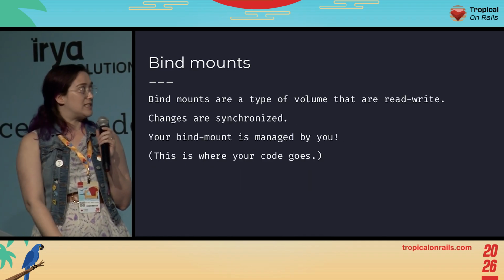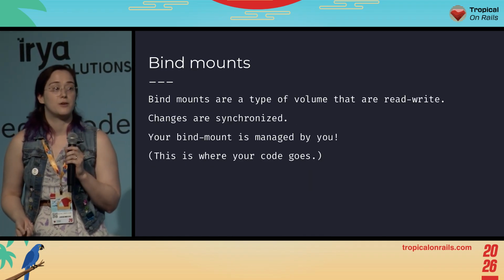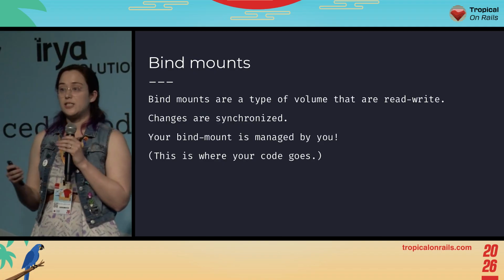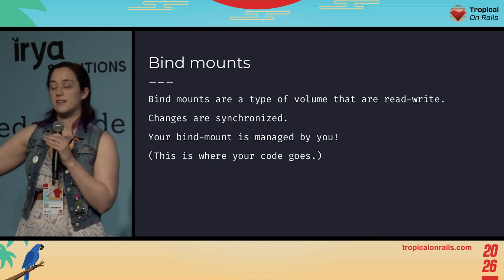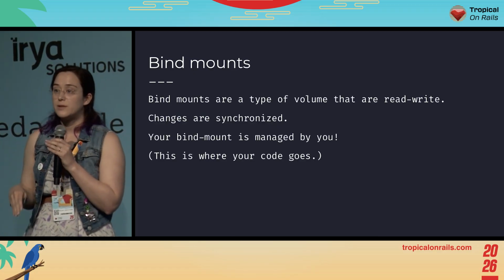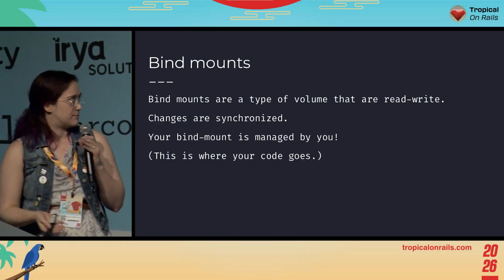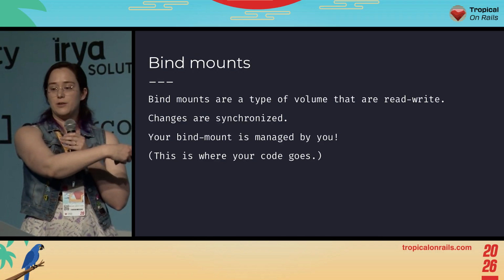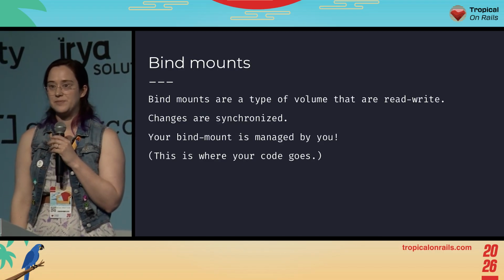The other type is a bind mount. Bind mounts are a type of volume that are read-write. The changes between your file system and the file system inside Docker are synchronized, and your bind mount is managed by you, and you should see the files in your file system. This is typically where your code goes because you want to keep it synchronized.